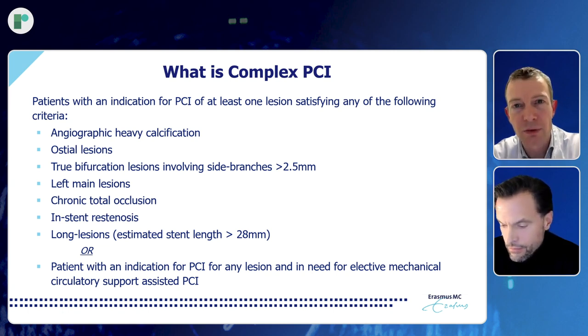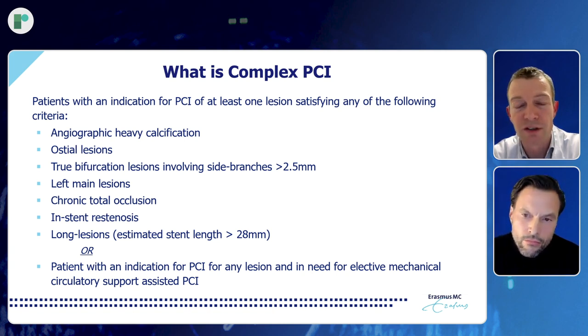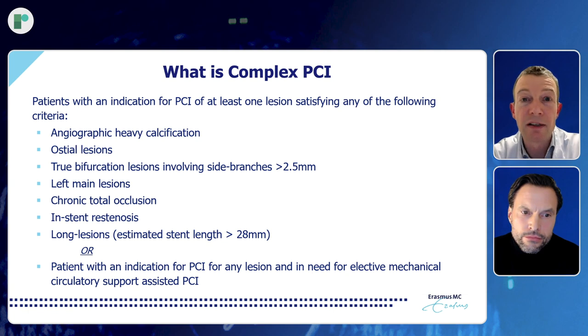Lesions with in-stent restenosis we already alluded to, and then there is patients with long lesions, defined as those with an estimated stent length of above 28 millimeters. And then there's a specific category for complex PCI for patients in need of elective mechanical circulatory support. But I think that is a specific category that perhaps goes a little bit beyond the scope of the definition of complex PCI in light of the use of intravascular imaging.